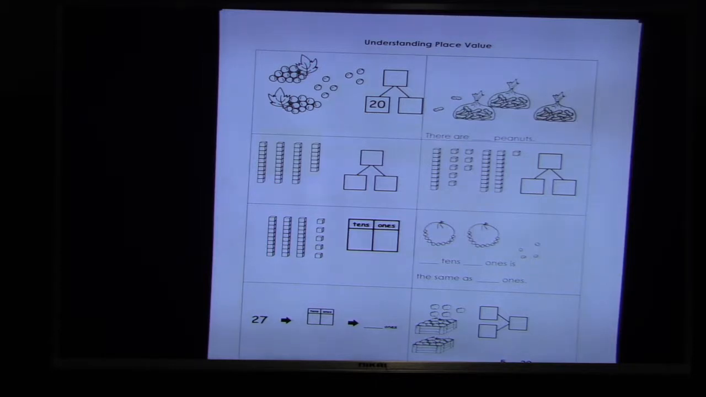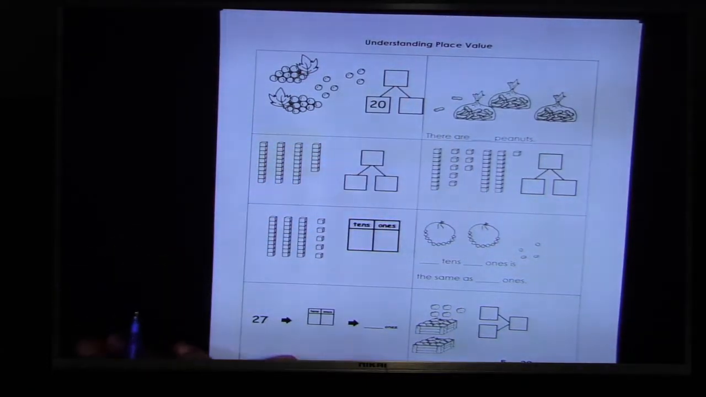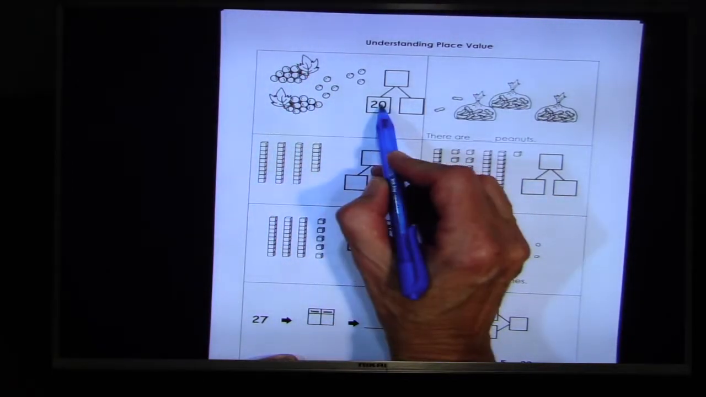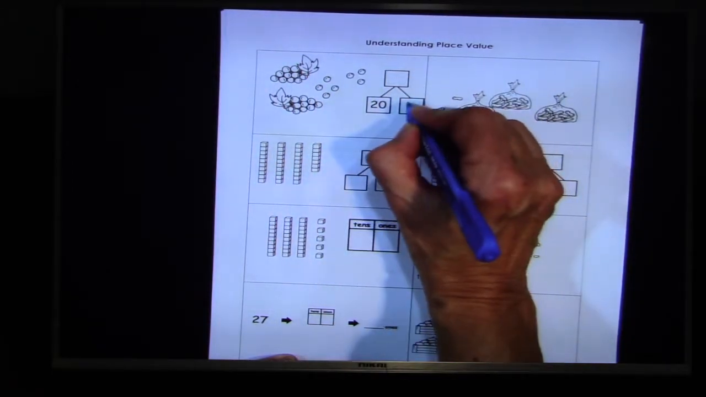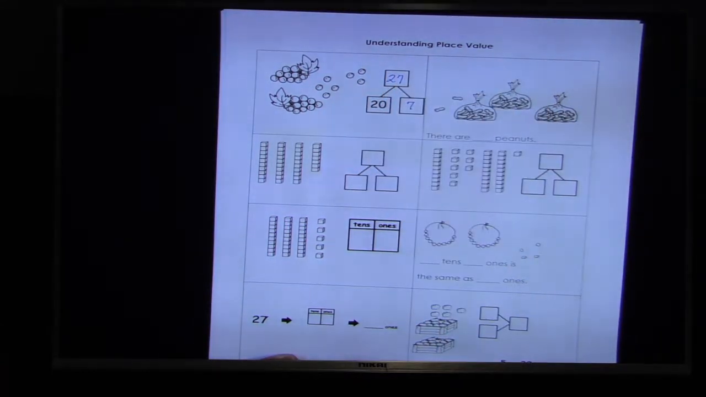Number bonds are not written in stone how they have to be. They can go sideways. They can go upside down. It is the relationship between part, whole. The whole is always going to be the one that the parts come out from. So we're looking at this. We have 10 grapes here, 10 grapes here, so we have 20 of them. We have 7 more, so I have a total of 27.